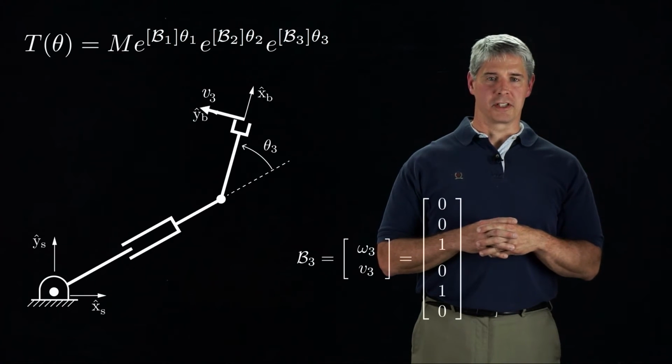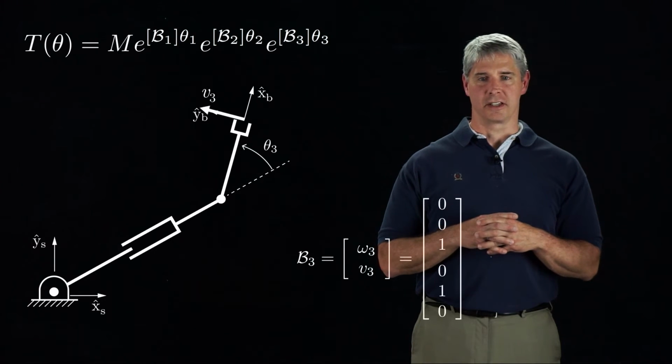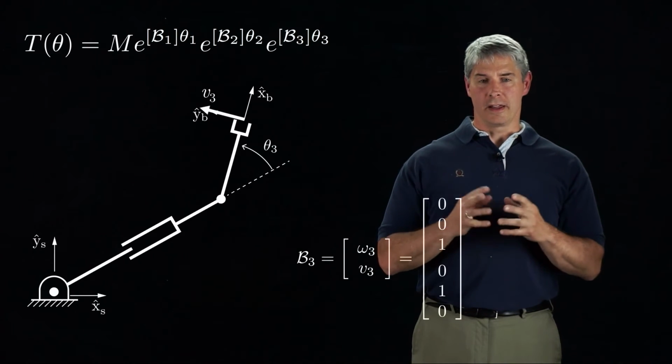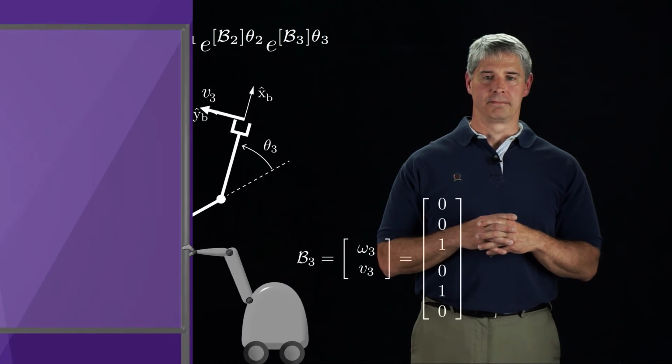Again, the previous motions of joints 1 and 2 do not affect the relationship of joint 3's screw axis to the B frame because they're not between joint 3 and the B frame. Therefore, B3 is the same as the screw axis of joint 3 when the robot is at its zero configuration.